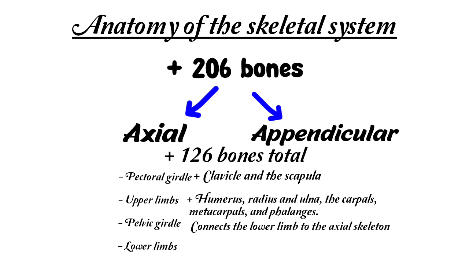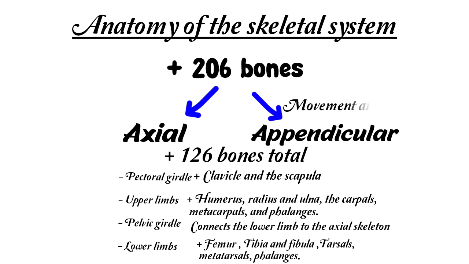And then finally the lower limb, which includes the femur, which is the thigh bone and the longest bone in the body. Now this can be an examination question. Just remember that the femur is the longest bone of the body. And then in the lower limb you also see the tibia and the fibula, which are the bones of the leg, and then the tarsals, which are the ankle bones, the metatarsals, which are the foot bones, and then the phalanges, which are the toe bones. So we can basically say the appendicular skeleton's main function is movement and locomotion.